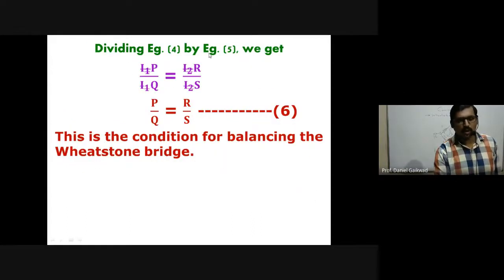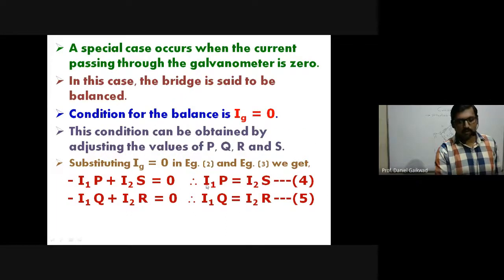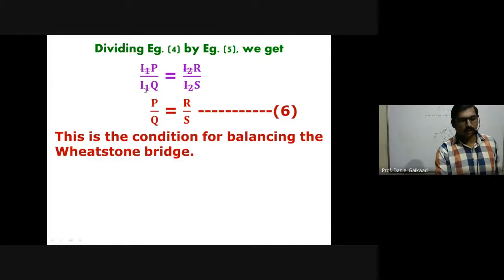Divide equation 4 by equation 5. What we get here is I1P divided by I1Q, and I2S divided by I2R. So I1 and I1 will cancel here, and I2 cancels. What remains here is P divided by Q equal to R divided by S. So this will be the required equation, which is nothing but the condition for balancing the Wheatstone bridge.